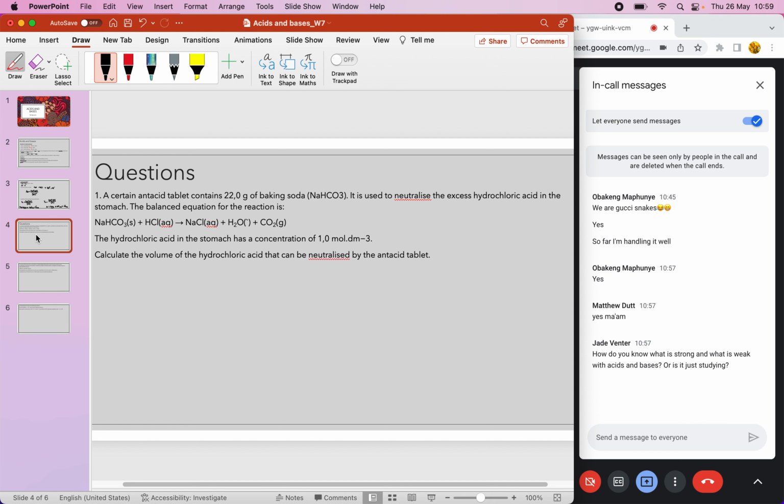You just have to know which one is a strong acid and a strong base. I'm saying this from the top of my head, but we will do a whole table to be able to differentiate that, especially with the bases as well. Any other questions, guys?